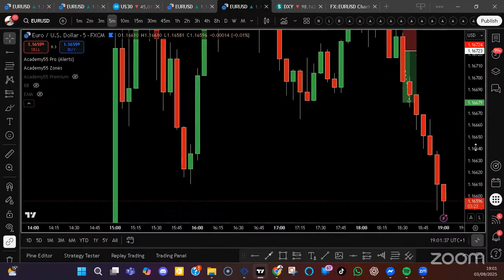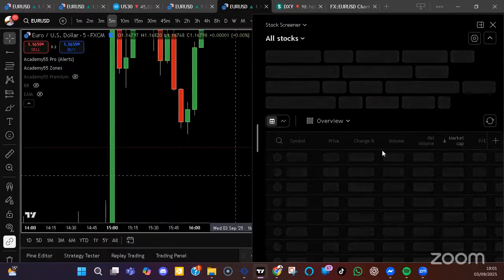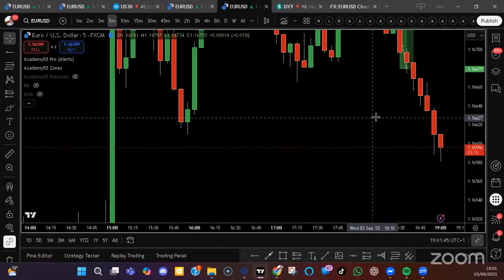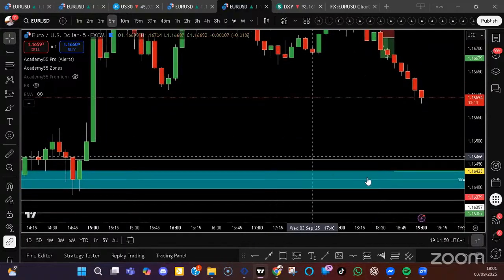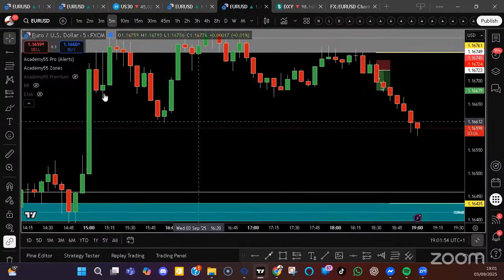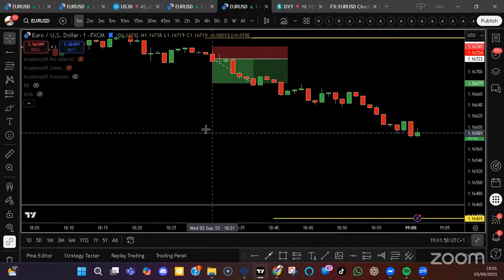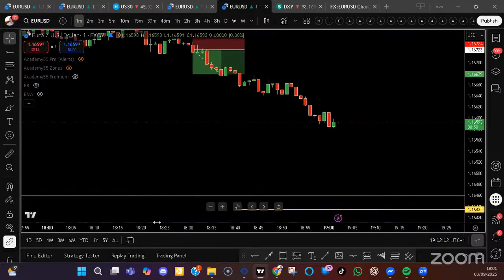Where is the buy zone? Oh yeah, all the way down here is the buy zone. So we can bung that back on the minute again. We don't need to look any more on that.